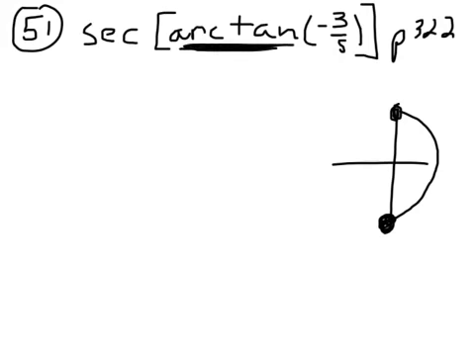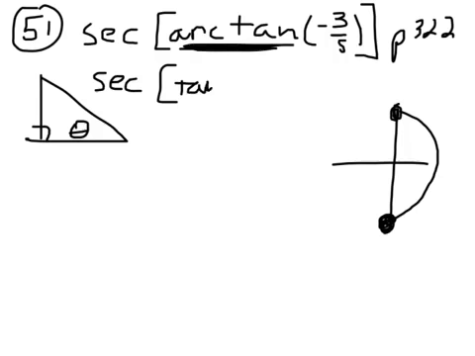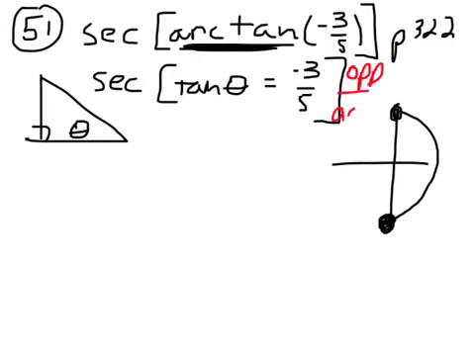Now, remember they gave me a hint to draw a triangle. And I know I'm talking about an angle. If I wanted to rewrite this and think about it, I could say I'm looking for the angle, and the tangent of that angle is negative 3/5. Let me fill out the right triangle. That's the best way to do these, is draw the triangle and fill it out. Now, tangent is what, according to SOHCAHTOA? Isn't it opposite over adjacent, right? TOA. Okay, so the opposite side is negative 3, and the adjacent side is 5.